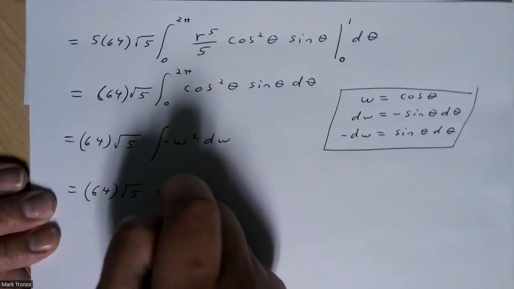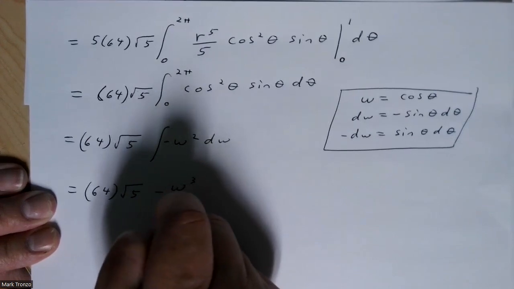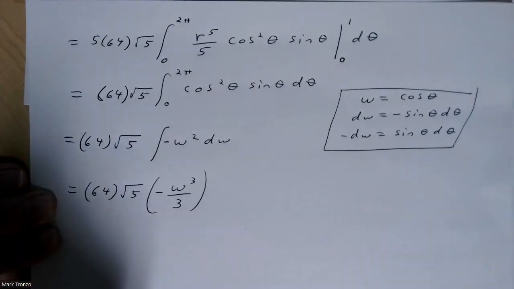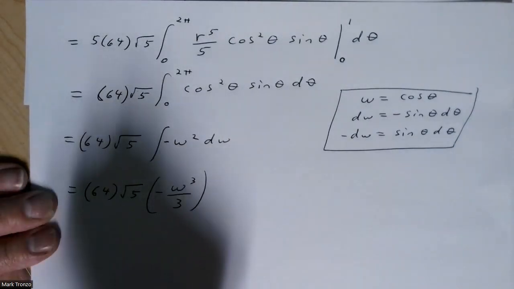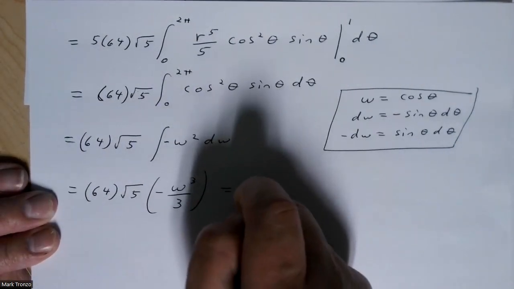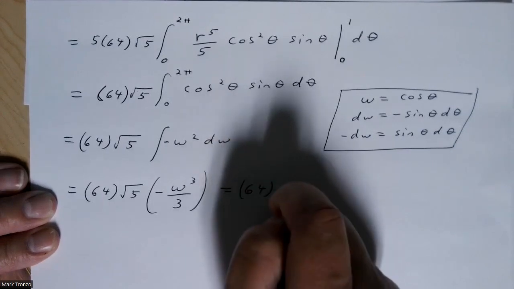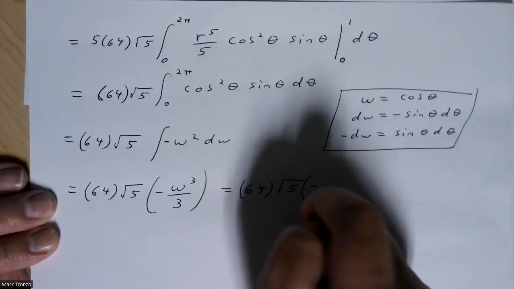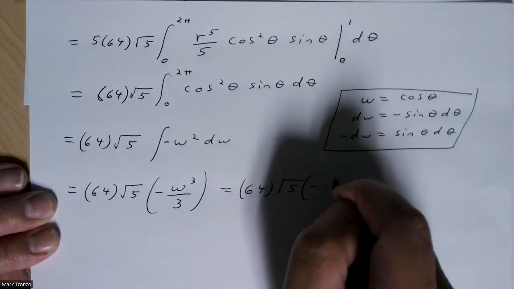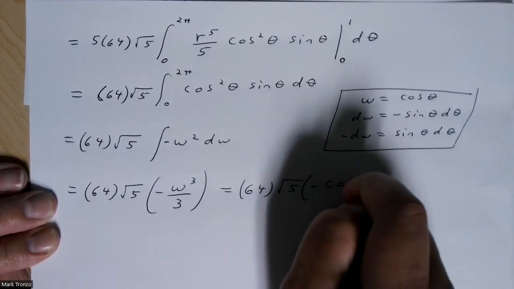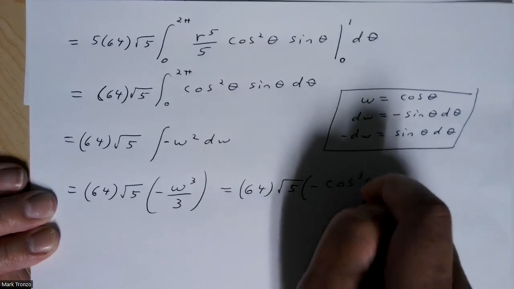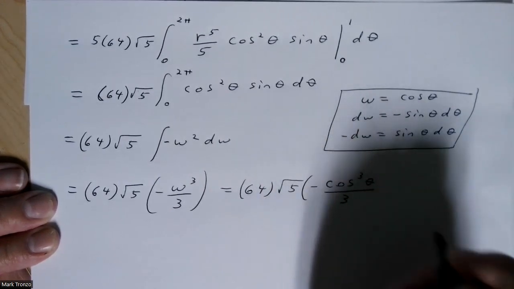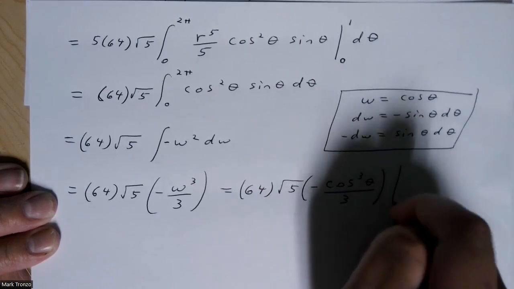Then it's going to be negative like this. And then let me put the original bounds back in the original function. So it's going to be negative cos cubed theta divided by 3 if I didn't mess anything up.